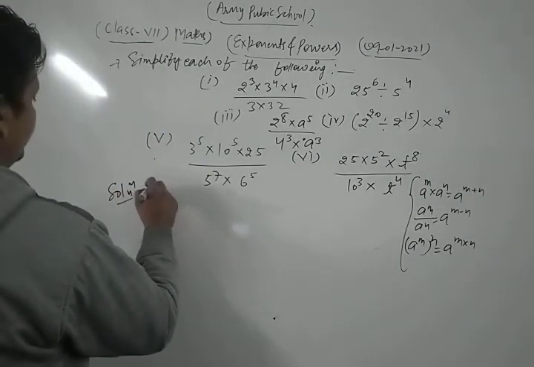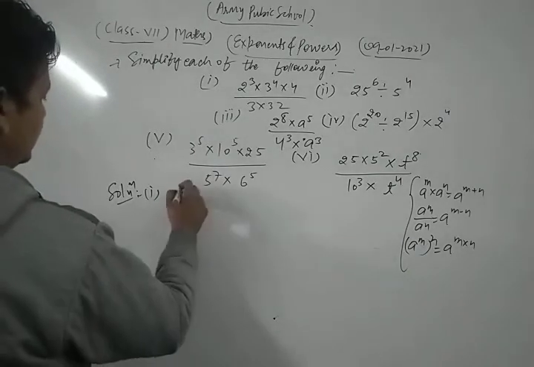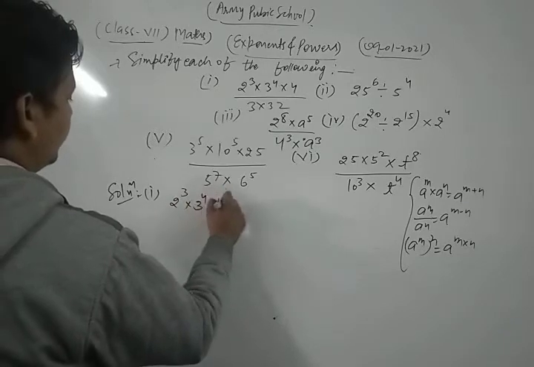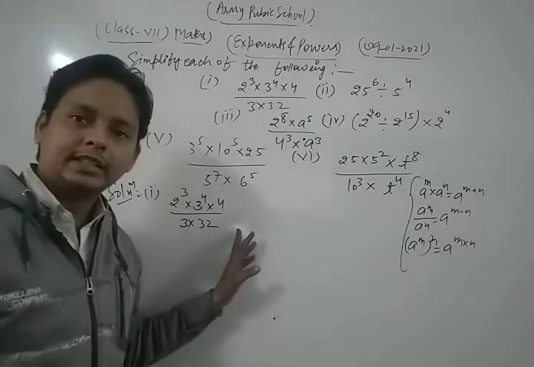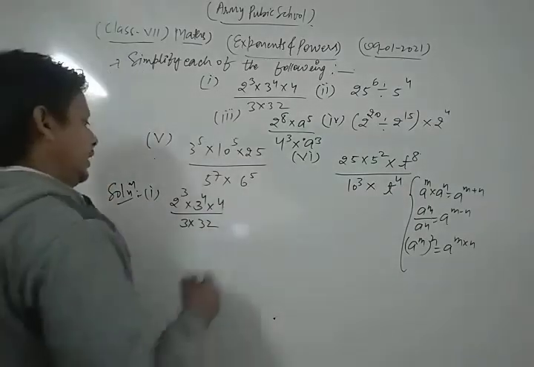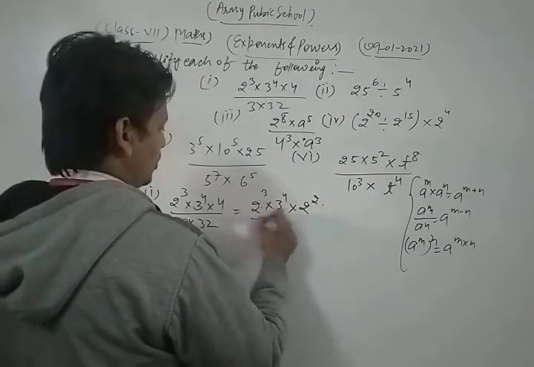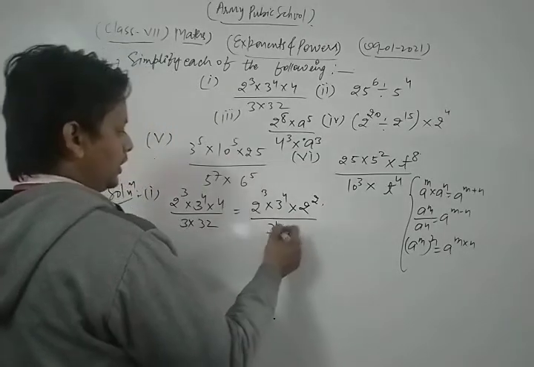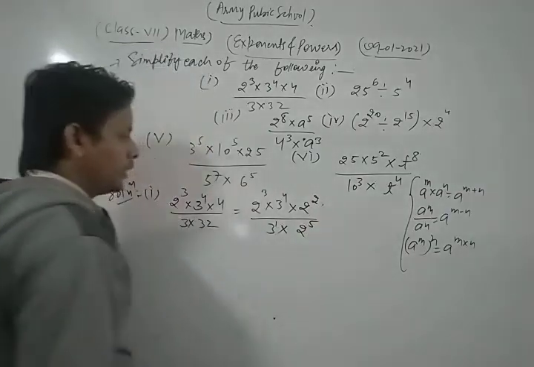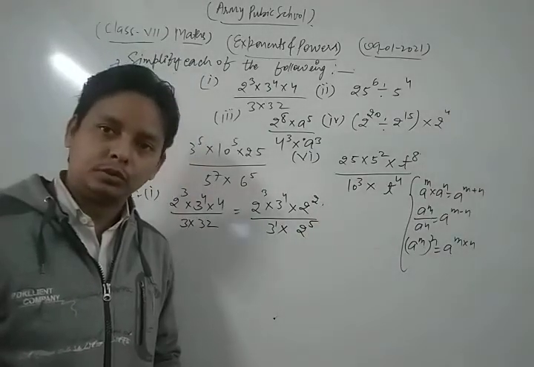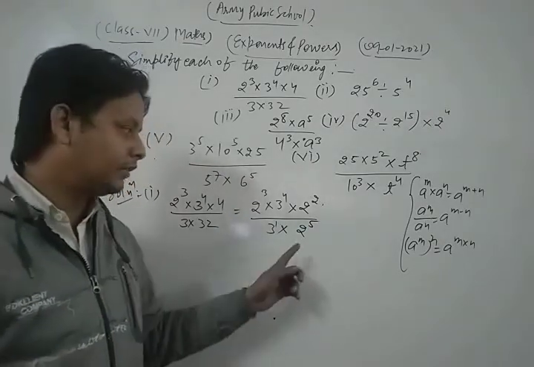First of all, we take the first part of this question, which is 2 power 3 into 3 power 4 upon 3 into 32. First of all, we write the given values in exponent form. We can write 2 power 3 into 3 power 4; we write 4 as 2 power 2, upon 3 as 3 power 1 into 32. We write 32 as 2 to the power 5, because we can write 32 as 2 into 2 into 2 into 2 into 2. It means 2 to the power 5.